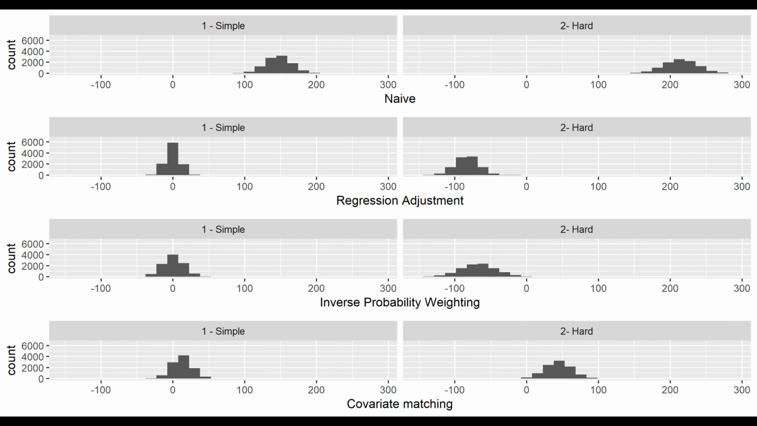Finally, in the last row, we have a matching estimator. Here, this one is based on covariate matching. The matching estimator is also not centered on 0, but here, interestingly, has a positive bias in both cases.